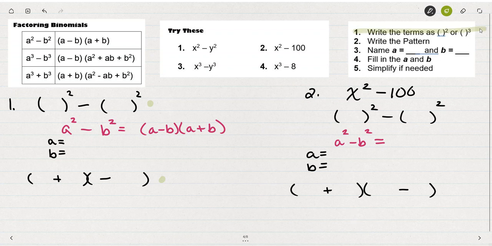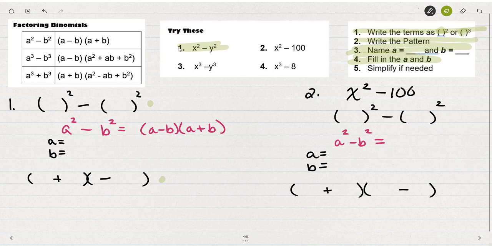So the first step, write the terms as a perfect square or perfect cube. Second step, pick which of the 3 patterns it fits. Third step, go to your parentheses above in step 1 and pull out the A and B and actually write it down. A equals blank, B equals blank. And then fill in that A and B. And in some cases, after you fill in A and B, you'll need to simplify.